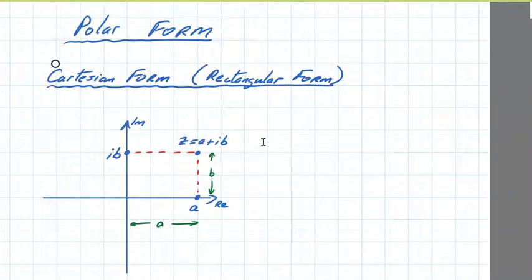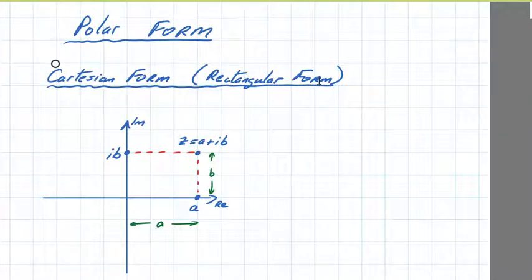So the Argand diagrams we've been using all along, like this one here, what you do is you go across, for example, for the number z equals a plus ib, you go across a units and up b units, and that gives you the complex number z equals a plus ib. So this system where you go across and up to get to a number, that's called the Cartesian form of the number or the rectangular form of the number.